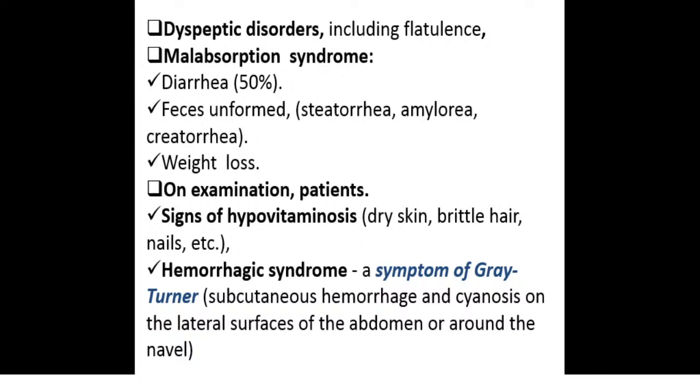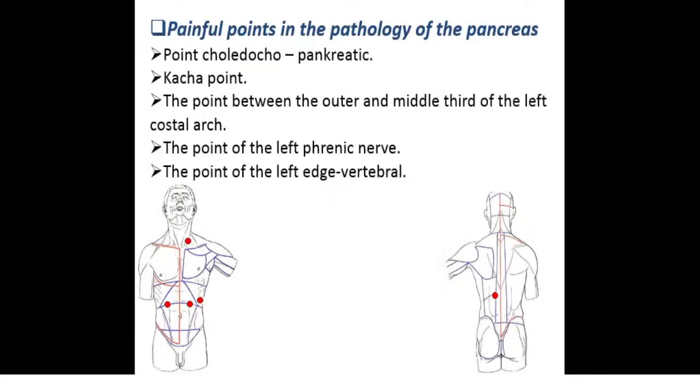In the right hypochondrium, in the epigastrium, in the left hypochondrium. In the beginning, it is very difficult to determine that it is pathology of the pancreas. And if we do a physical examination, there is the choledochopancreatic point, Kacha point, a point between the outer and middle third of the left costal arch, the point of the left phrenic nerve, and a point in the left costovertebral angle.